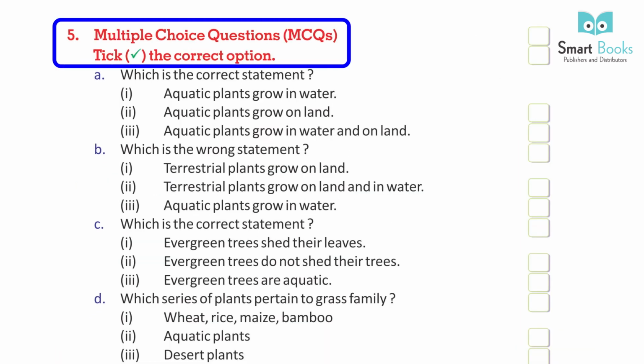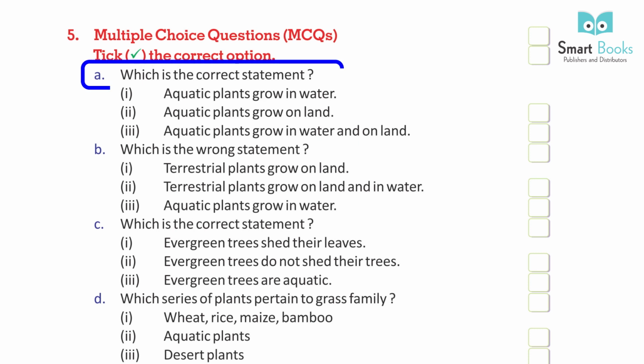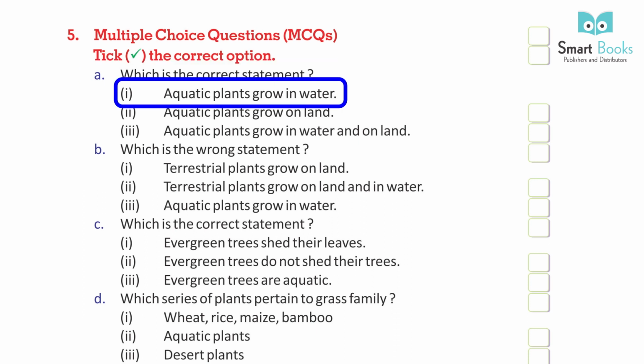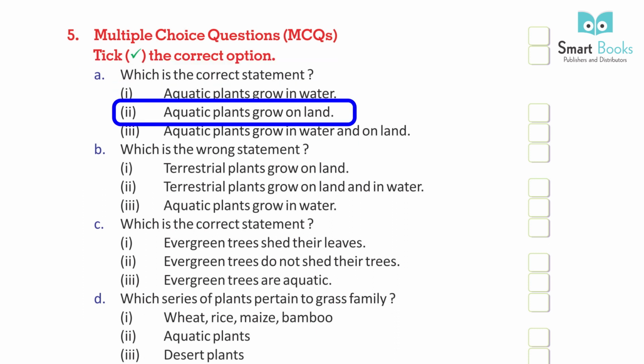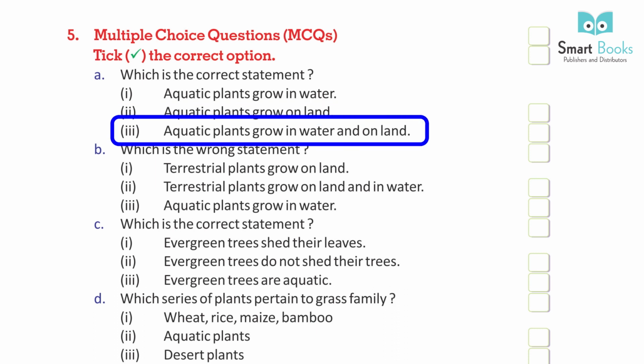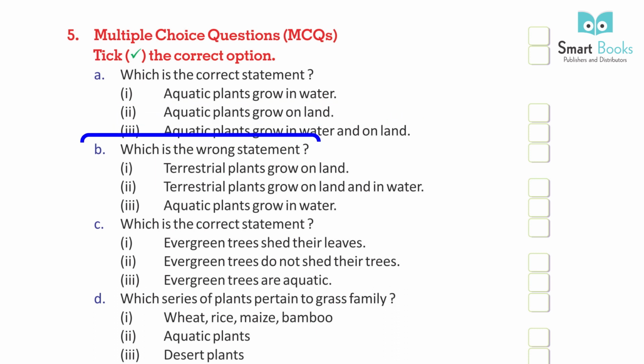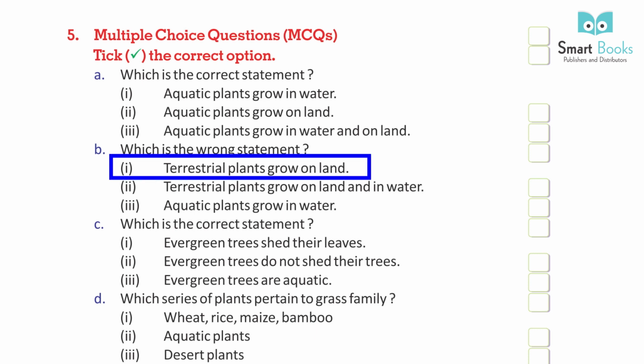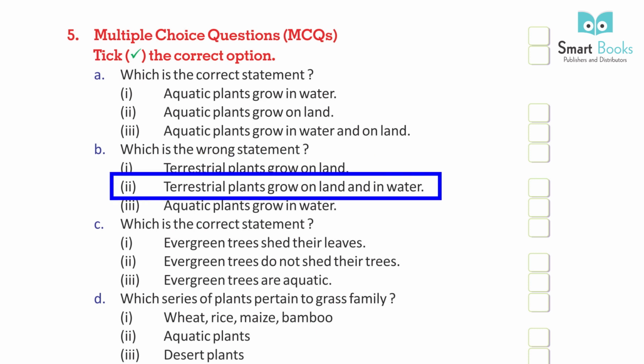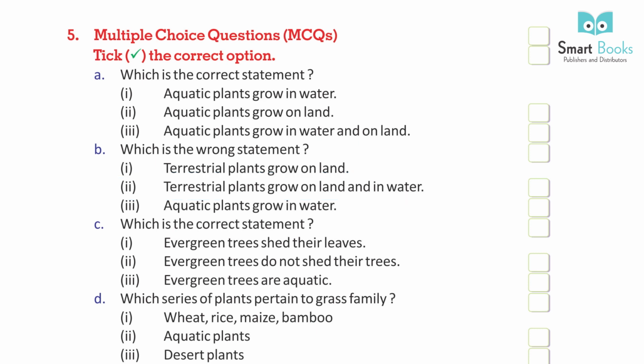5. Multiple choice questions. Tick the correct option. A. Which is the correct statement? 1. Aquatic plants grow in water. 2. Aquatic plants grow on land. 3. Aquatic plants grow in water and on land. B. What is the wrong statement? 1. Terrestrial plants grow on land. 2. Terrestrial plants grow on land and in water. 3. Aquatic plants grow in water.